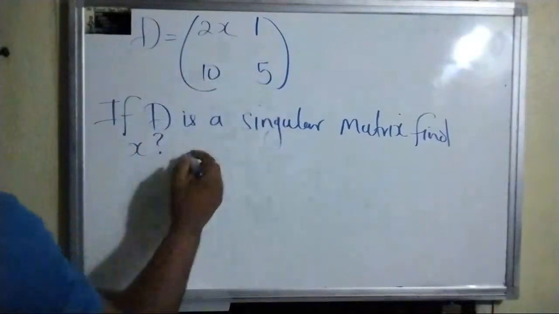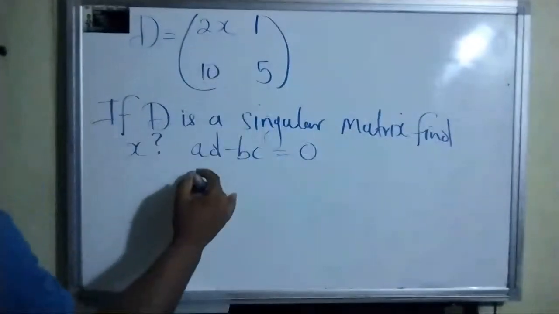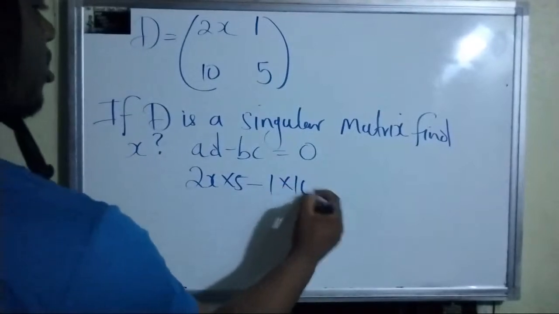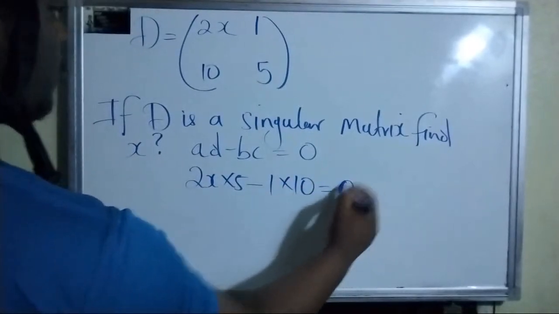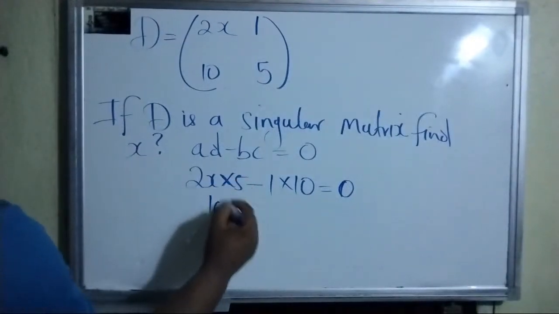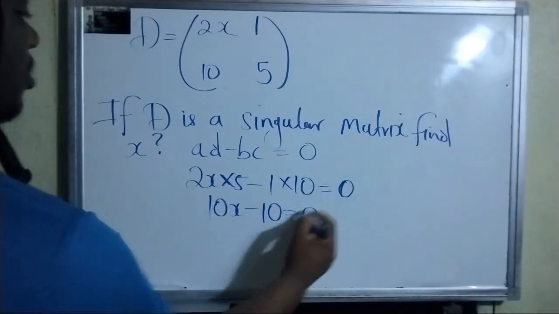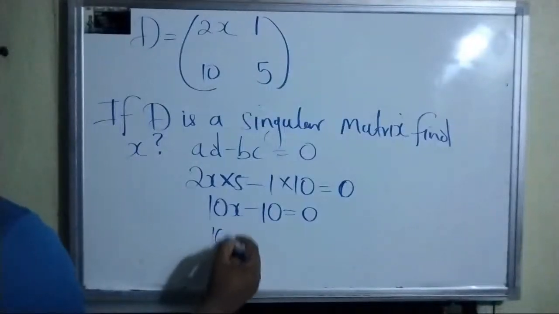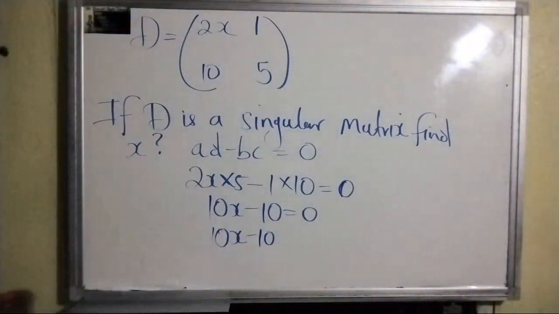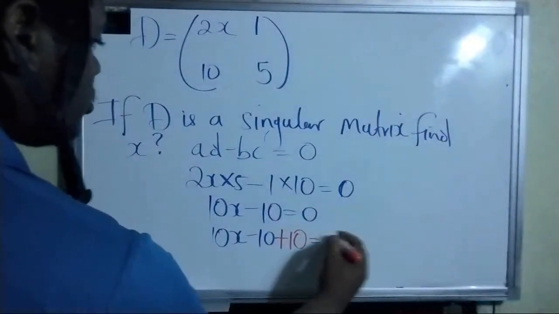Alright, so we know that AD minus BC must equal to 0. So all we have to do, just say 2x times 5 minus 1 times 10, and that equal to 0. Solve this equation. 2x times 5, that's 10x. Negative 1 times that, minus 10, and that equals 0. So we solve for x. We get rid of the negative 10 by taking the opposite, which is to add 10.